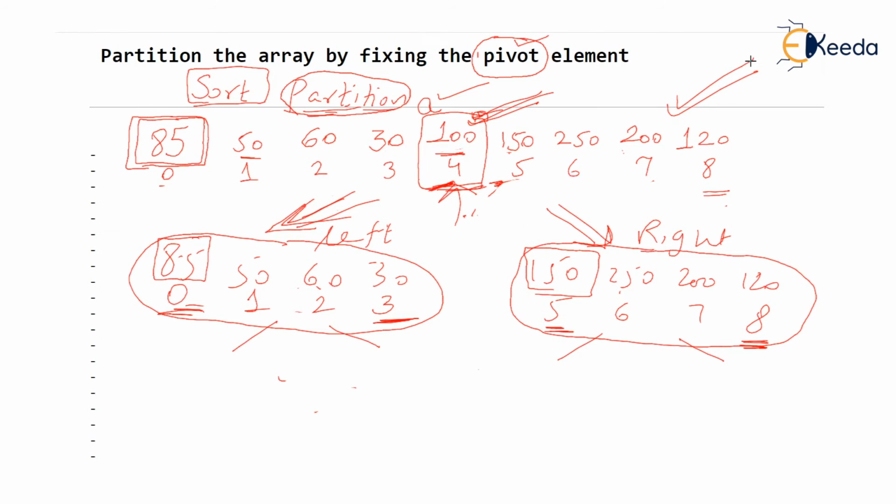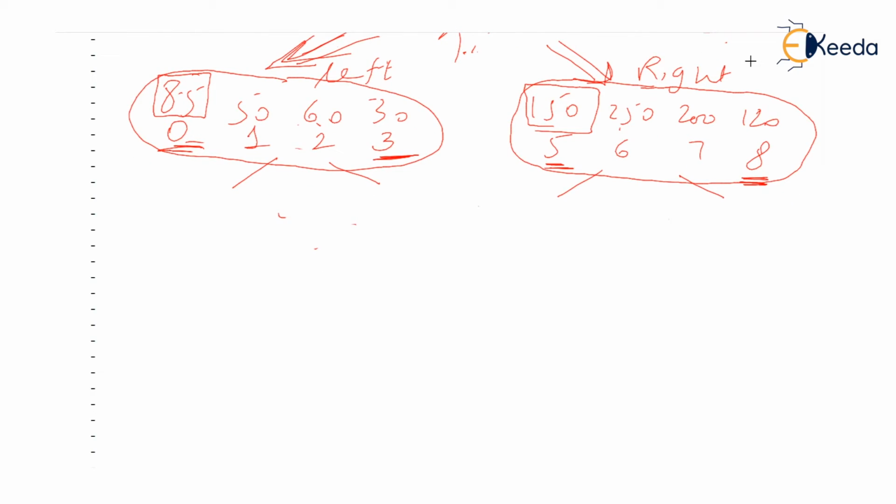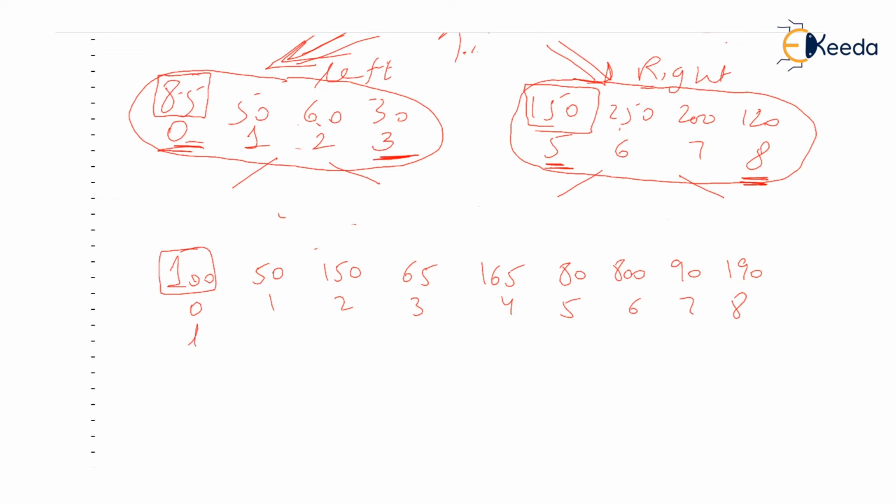But then let's take one more example very quickly. Suppose we are given an array like this. Let's say 100, then 50, then 150, 65, 165, 80, 800, 90, and 190. Let's say this is the array. These are the values. What do you want to do? Again, don't say I want to partition. You say I want to sort it. So how do you sort it? You take this pivot, leftmost element AL, and try to fix it at proper place, isn't it?